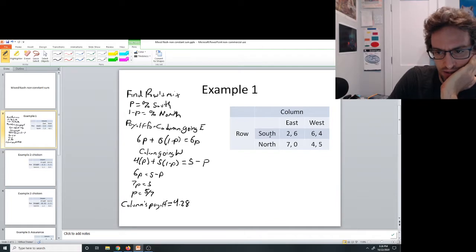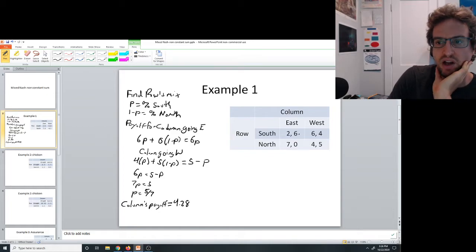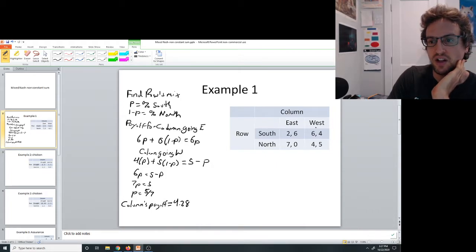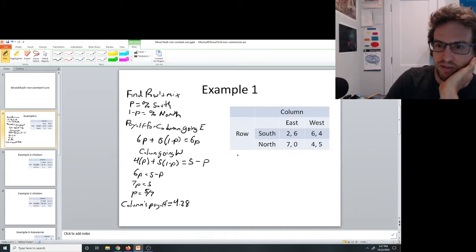Why does that make sense? I'm looking at these numbers, because south is 2 and 6 and north is 7 and 4. Except, what's column likely to do? Column is likely to hang out in west a lot, 4, 5. And 4, 5 is better than 6, 0, so if we think column's going to go west a lot, then row should go south more. That makes sense to me.